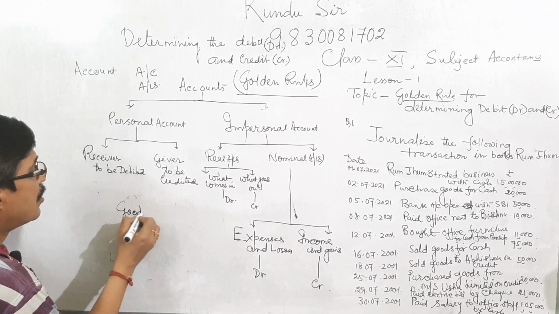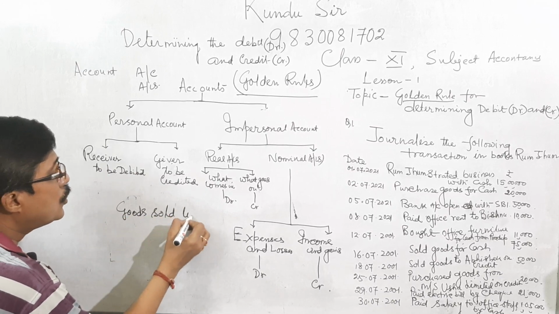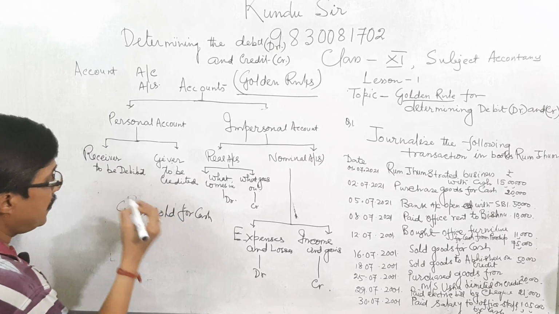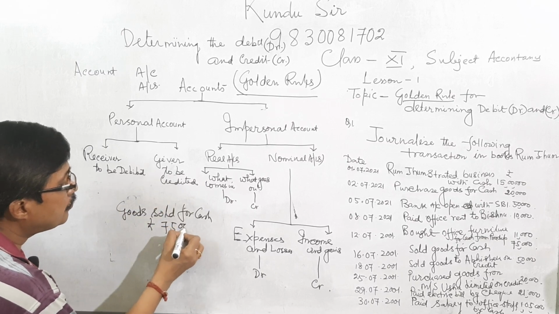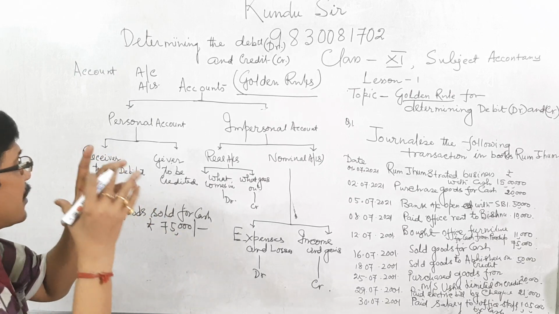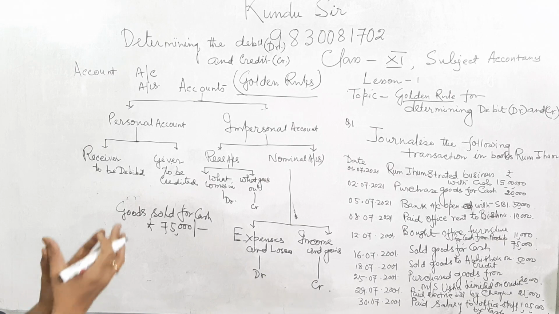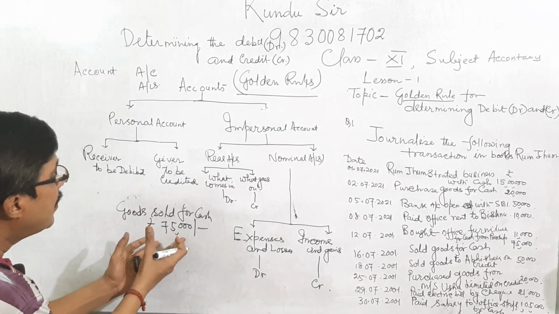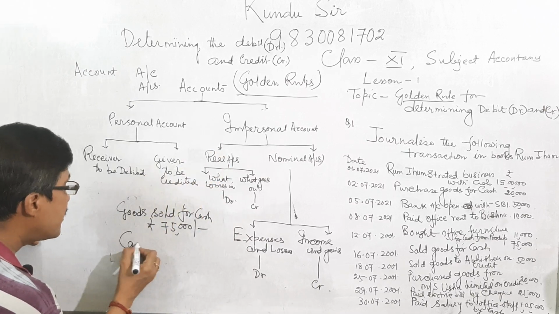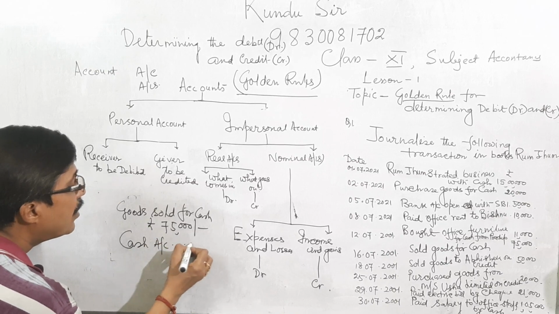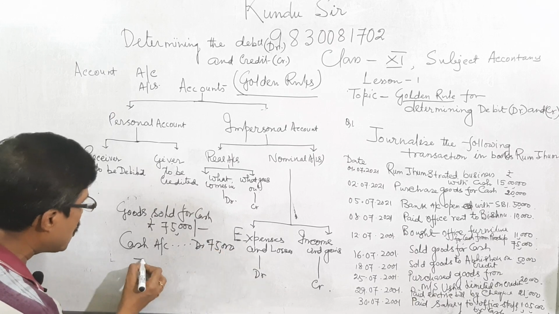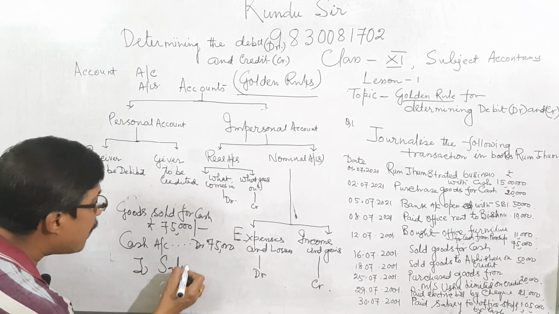Goods sold for cash, rupees 75,000. If we sell goods, the sale is income and we are getting money, cash. Then what comes in the real account? That is cash account debit, 75,000. To sales, which is income, 75,000.